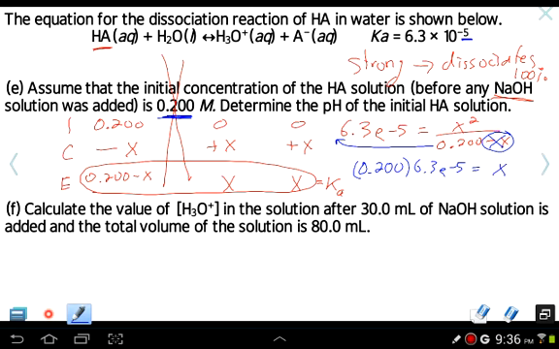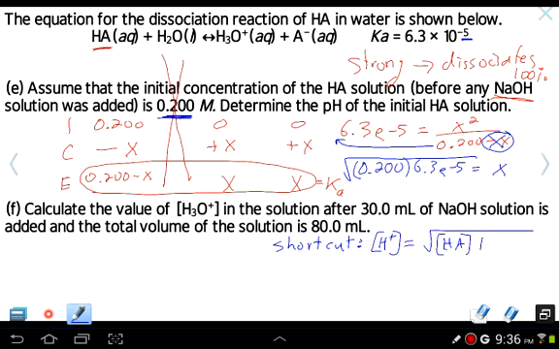So I'm actually going to get rid of the X squared by square rooting the left side. And here's what we get. Now recall we gave you the shortcut to this sort of problem. And the shortcut said this: H plus is equal to the square root of HA times Ka. And that's exactly what we have. HA is our concentration of the acid. Your Ka is that number. So you simply square root it and you get your H plus. So from then you can just negative log it and you'll get your pH.